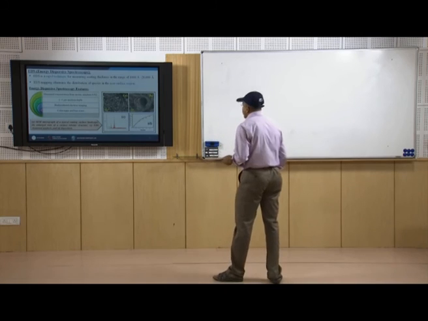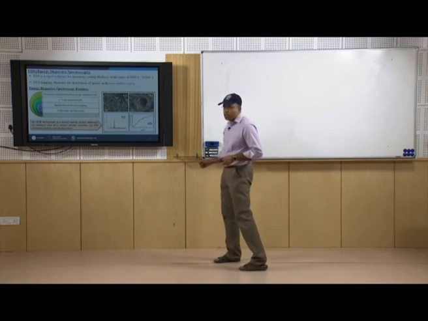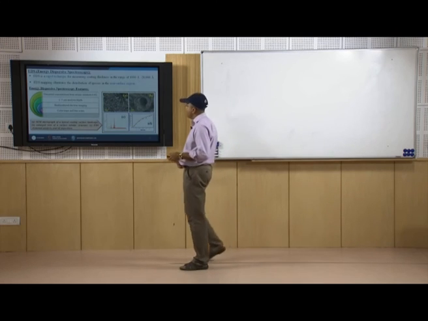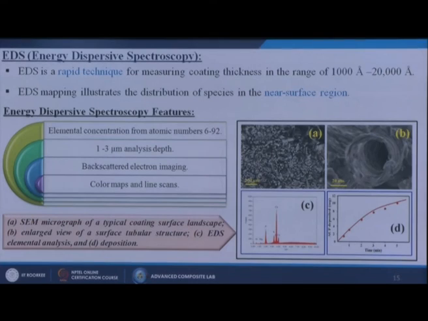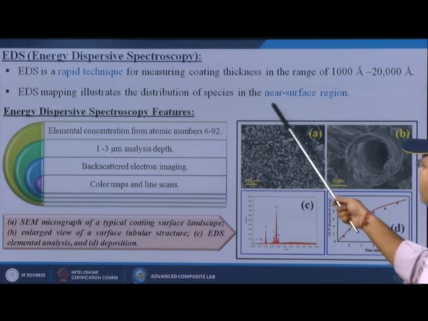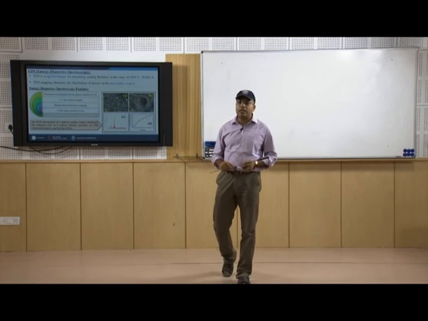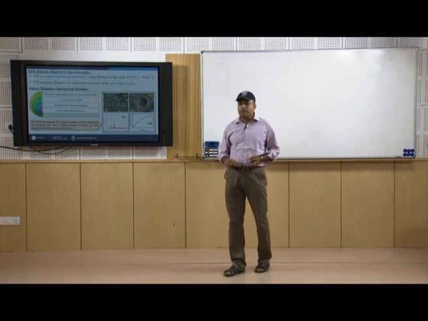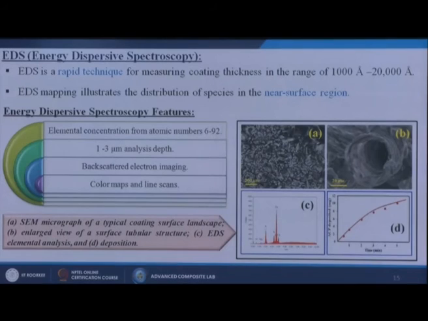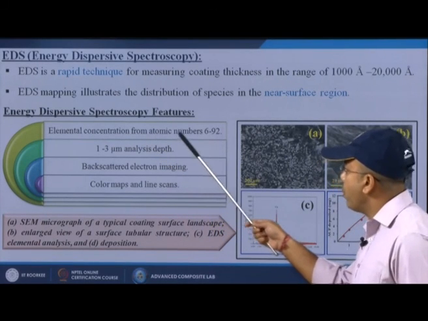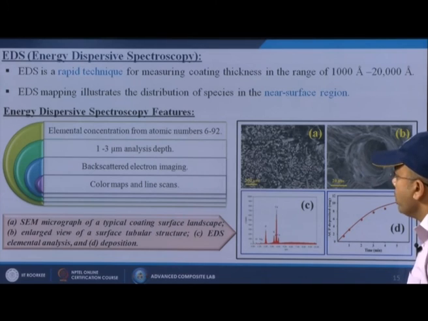Next is called the EDS, or energy dispersive spectroscopy. Energy dispersive spectroscopy is a rapid technique for measuring the coating thickness in the range of 1000 angstrom to 20,000 angstrom. EDS mapping illustrates the distribution of species in the near surface region. Mainly the EDS will give you the elemental analysis of your coating materials on the surface itself. Energy dispersive spectroscopy features elemental concentration from atomic number 6 to 92, 1 to 3 micrometer analysis depth, backscattered electron imaging, color maps and line scans.